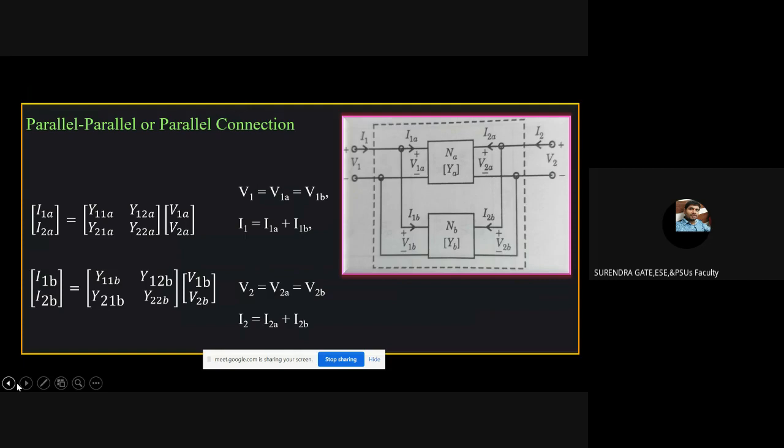Next, parallel connection. Sir, what do you mean by parallel connection? The input port is a parallel connection, the output port also a parallel connection. Parallel connection means voltages are equal, but currents are added. Here, even at the output port, voltages are equal, but currents are added. This is for network A, and this is for network B.